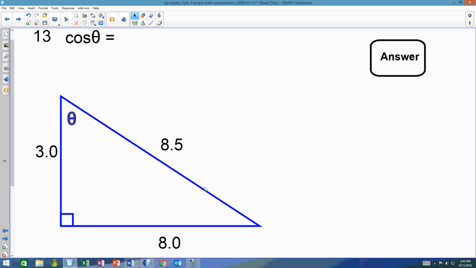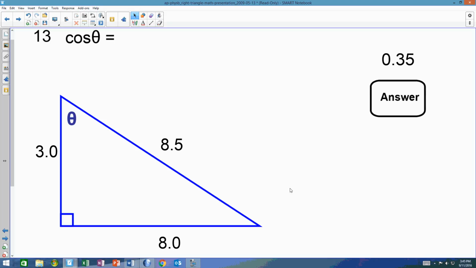Okay, now we want the cosine of the angle theta. Go ahead and pause the video now. Okay, so let's take a look at the answer. The answer is 0.35. So how did we get that? Well, cosine is adjacent over the hypotenuse. And so that's going to be 3 divided by 8.5, which gives us 0.35.